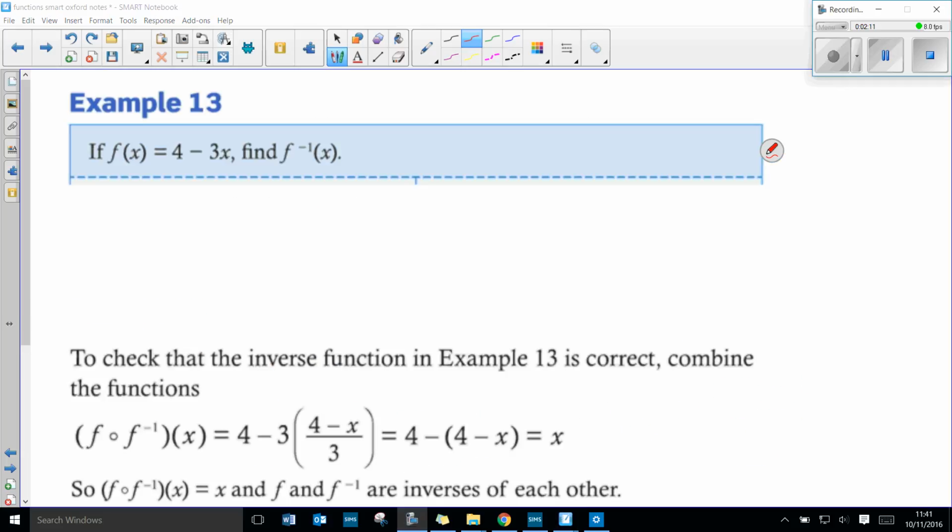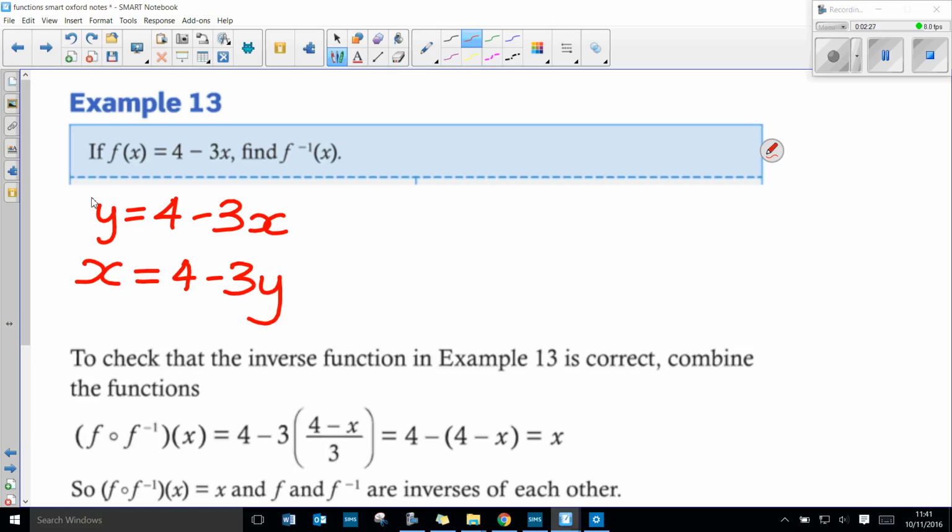So for this example, we would do the same thing. So we would replace f(x) with y and have 4 minus 3x. So then we would switch the x and y values. So this would give us x equals 4 minus 3y. We would then make y the subject.